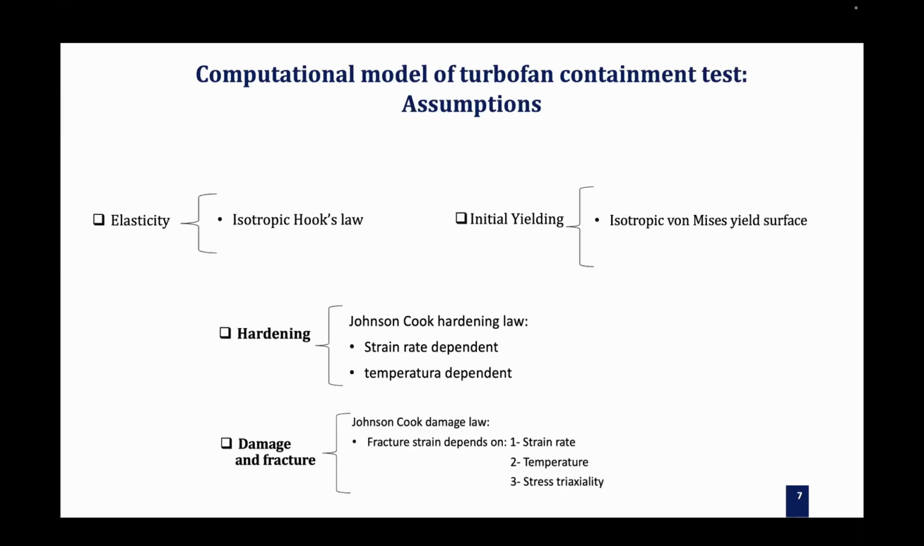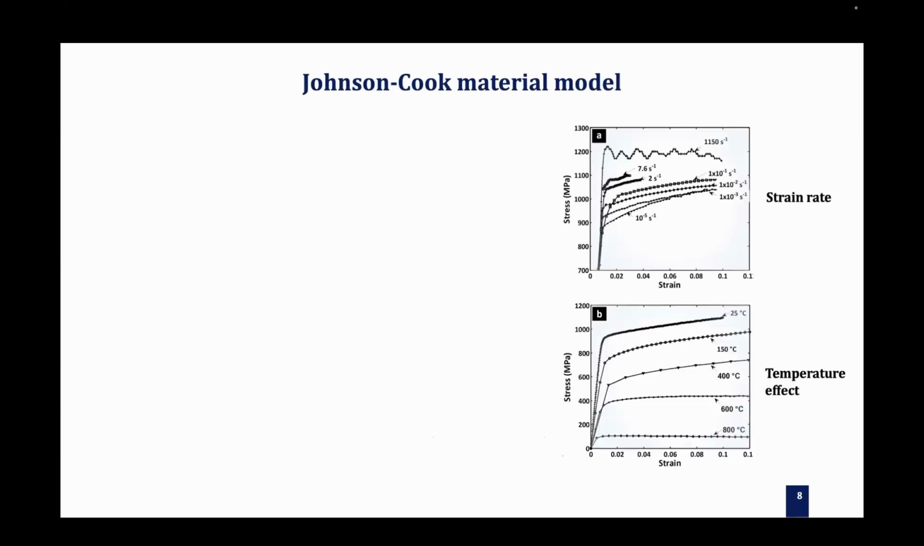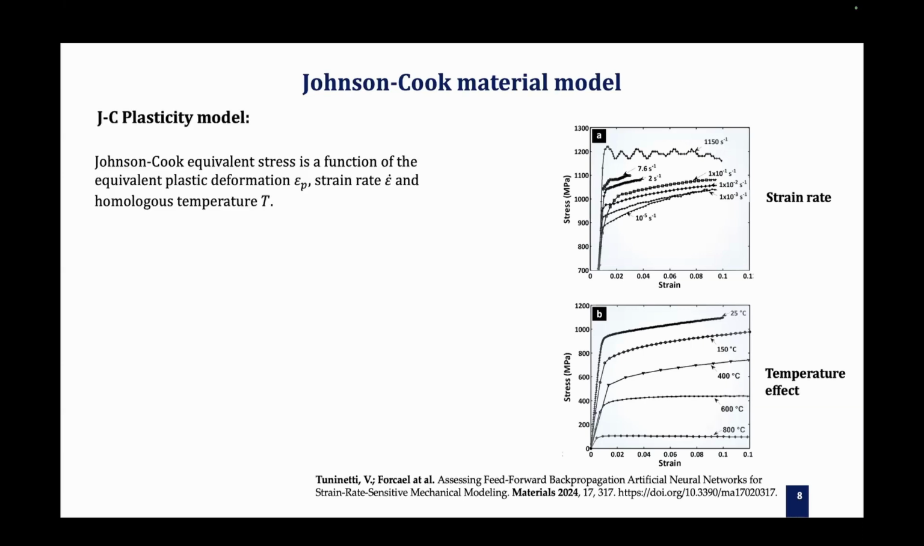And for damage and fracture, also we have strain rate and temperature, but the triaxialities will affect the fracture strain. So we analyze this from different tests performed like 10 years ago for strain rate testing and temperature testing. So we see the material stress strain behavior is quite different. So for this, we have to take into account the identification of first the plasticity, which is already done using neural networks, and also the damage.